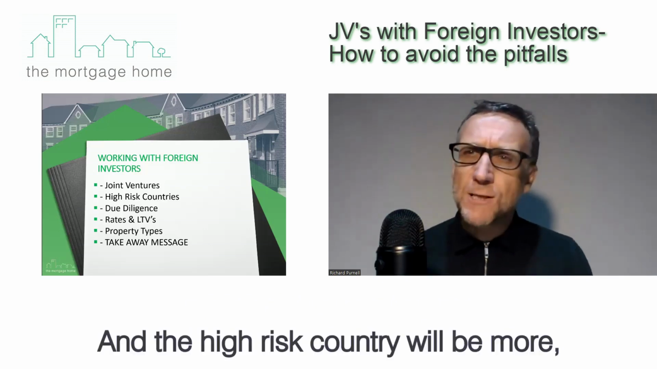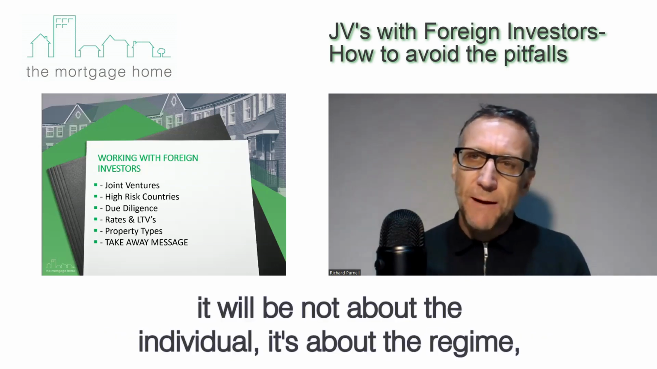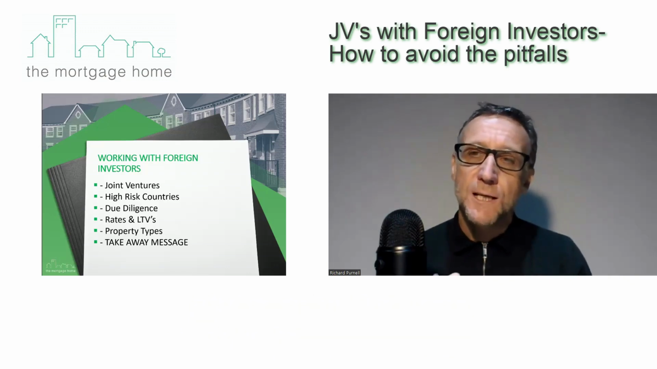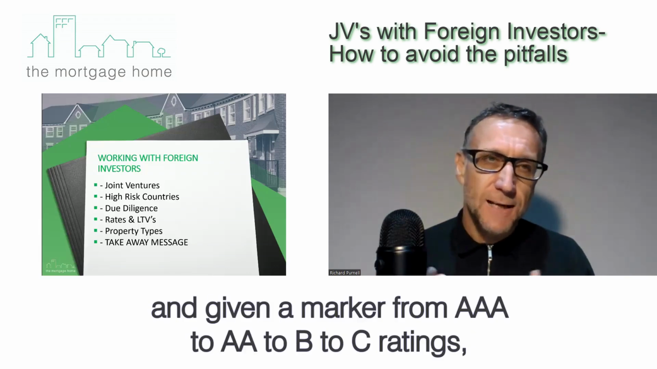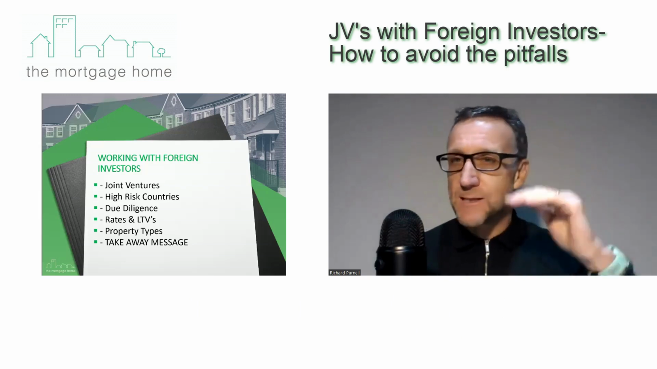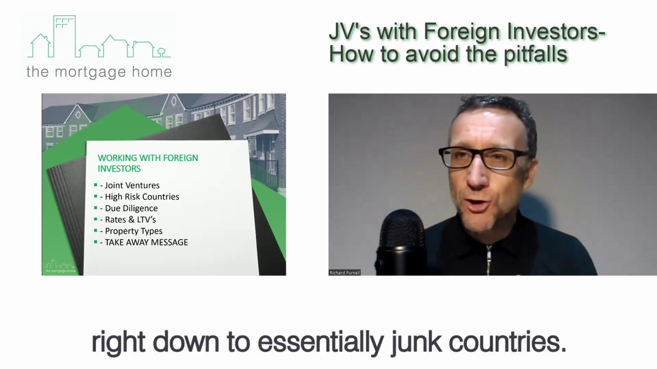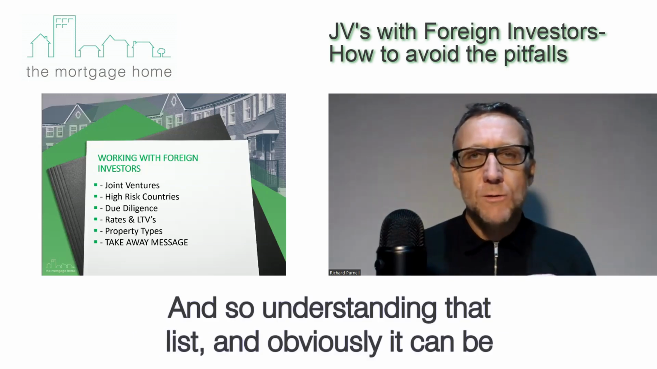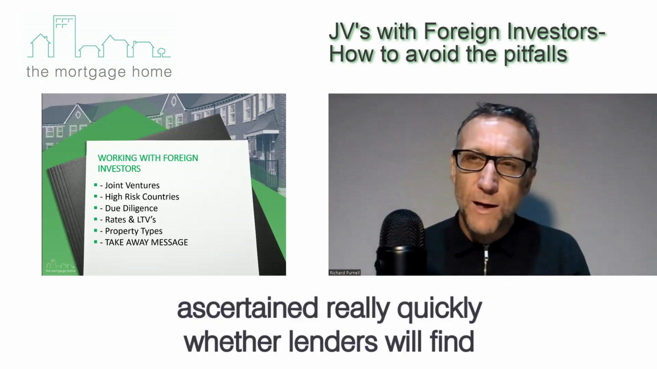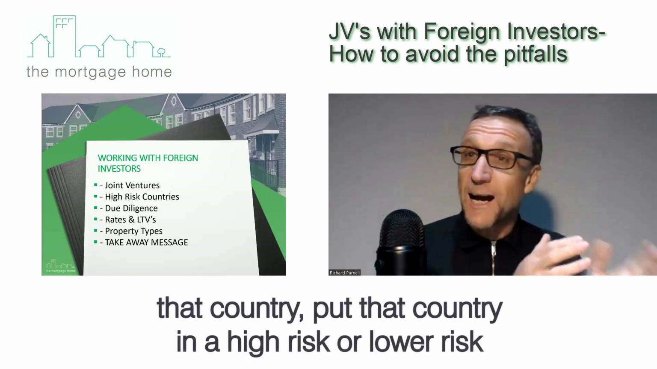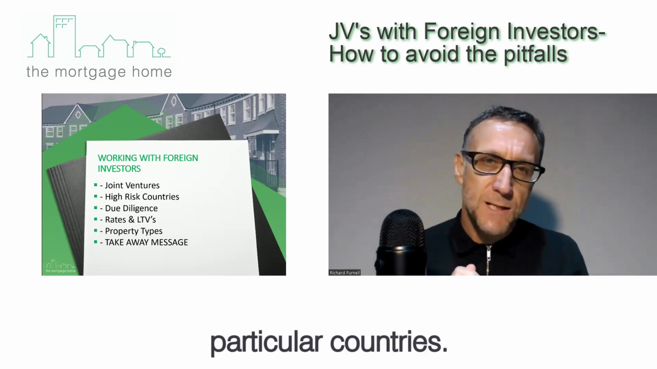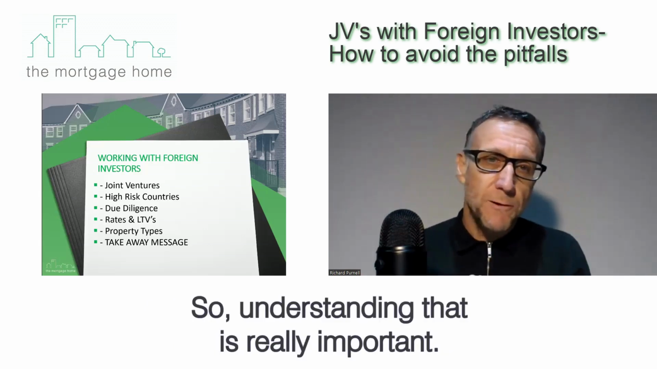And the high-risk country designation is not about the individual, it's about the regime, it's about the government, it's about the amount of corruption that goes on in those countries. And these are assessed and given a marker from AAA to AA to B to C ratings, right down to essentially junk countries. And it can be ascertained really quickly whether lenders will put that country in a high-risk or low-risk category, and whether you're worth spending your time collaborating with people in these particular countries. So understanding that is really important.